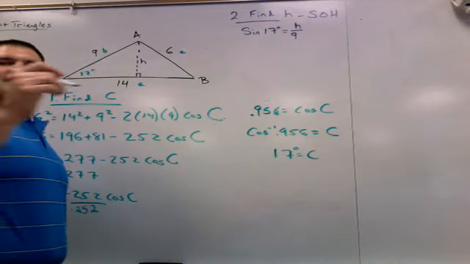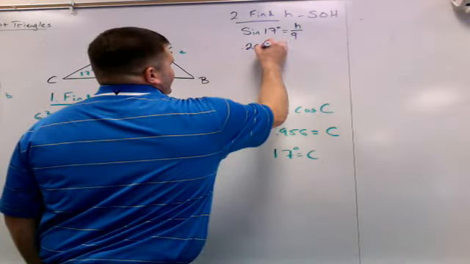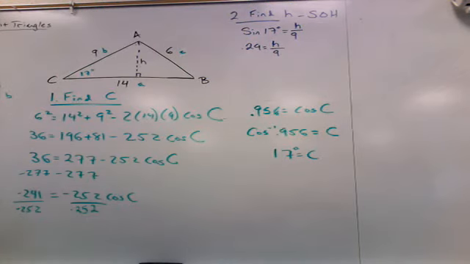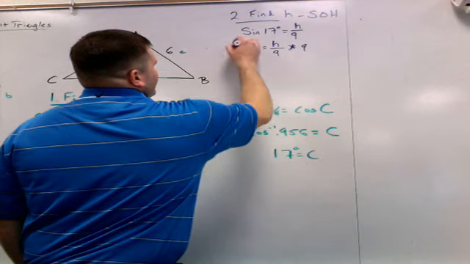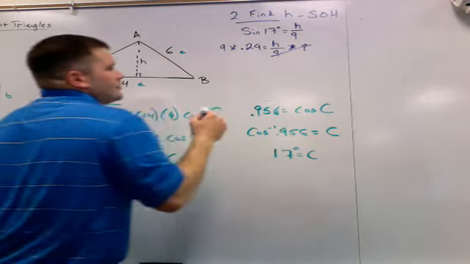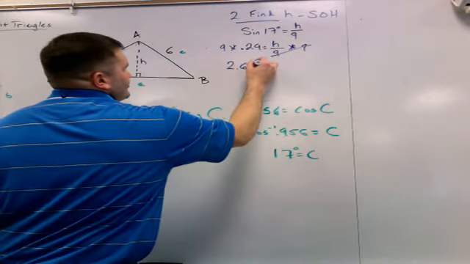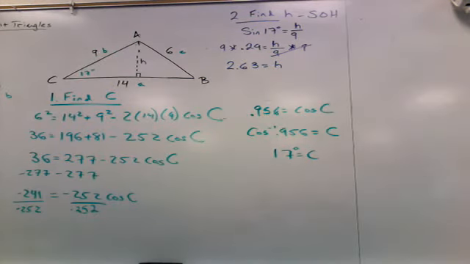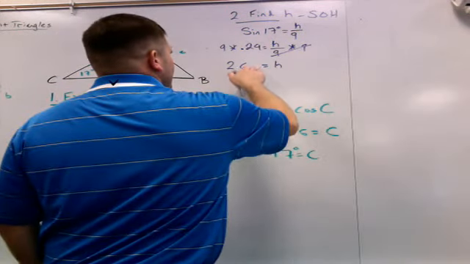Okay. Sine of 17, what's that? What is it, Doug? 0.29. So now I multiply by what? 9. 2.63 equals h. You got 2.61? Okay, 9 times 0.29. We'll go with 2.61 then.